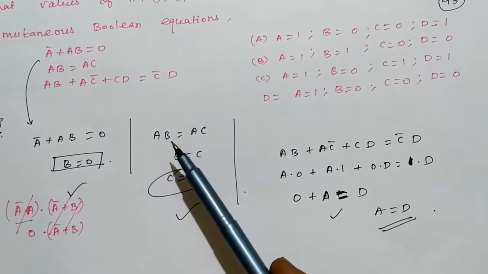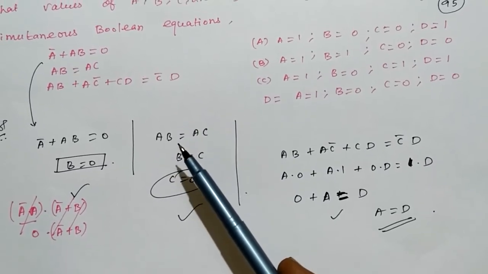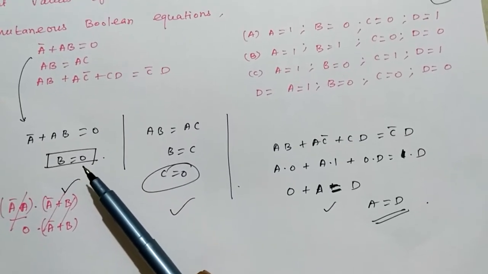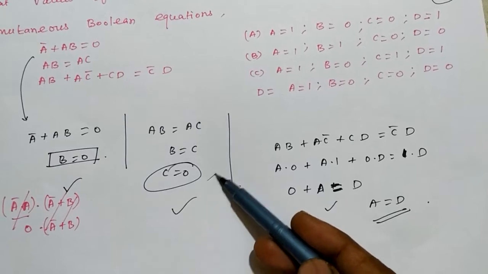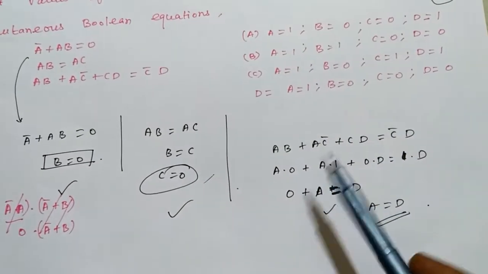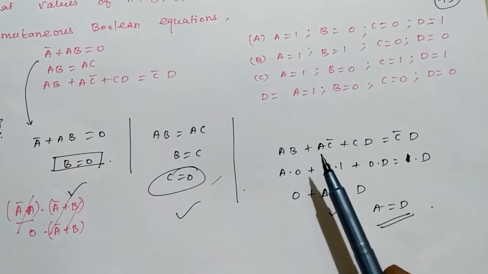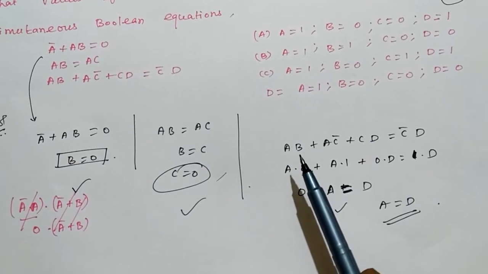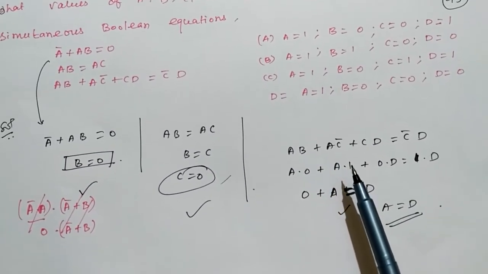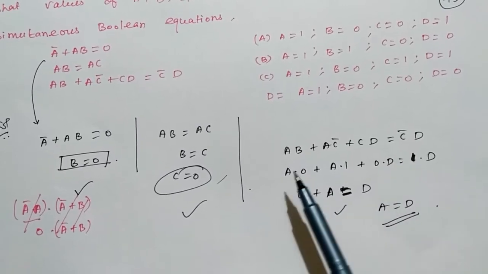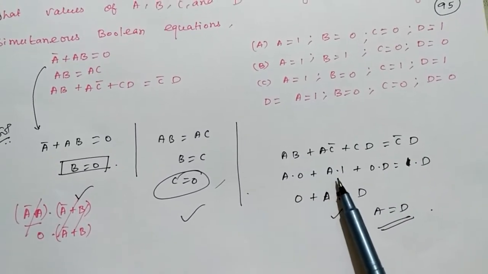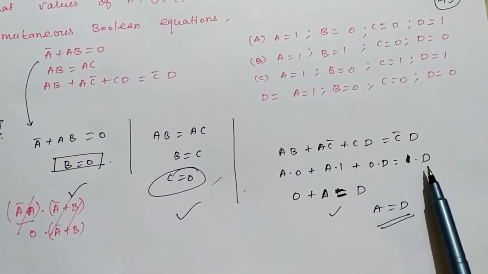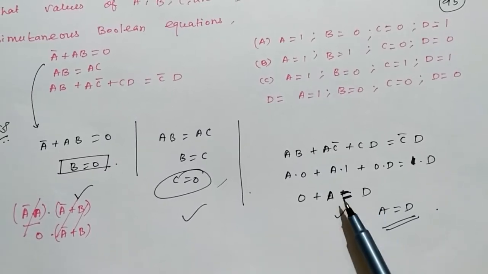And the second one is AB is equal to AC. So this is true only when B is equal to C. B we already defined as 0, so therefore C also is 0. Now the next one is the third equation, AB plus AC bar plus CD is equal to C bar D. So substitute the respective values: B value is 0, C complement value is 1. So A dot 0 is 0, A dot 1 is A, 0 dot D is 0. So 1 dot D is equal to D. So A is equal to D.